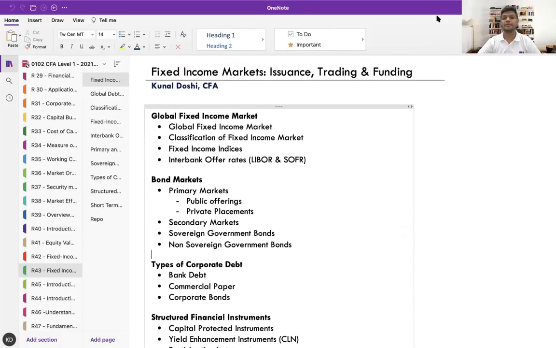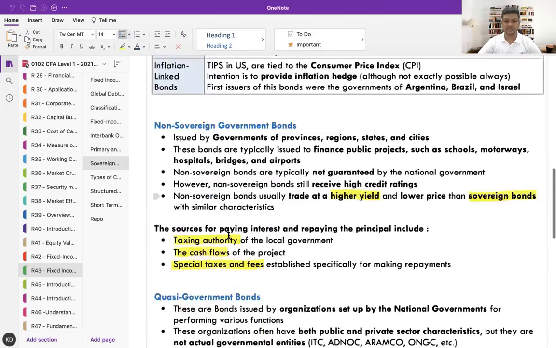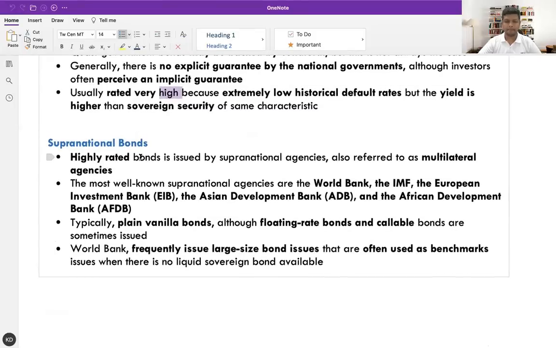Any doubts, anyone? Anything? Yeah, tell me. In the supranational bonds, the sovereign yields, supranational. So the yields are slightly higher than the sovereign bonds, or similar? It's almost similar. In fact, sovereign bond yields depend on the country's credit rating.